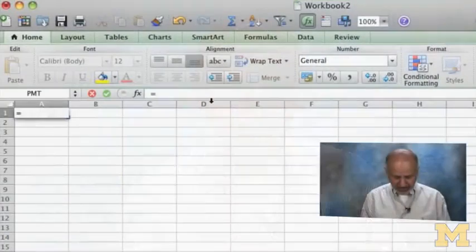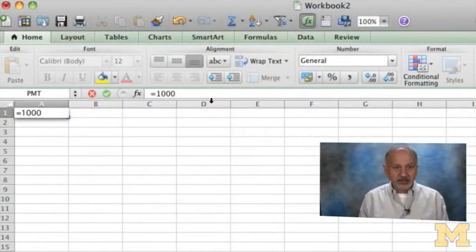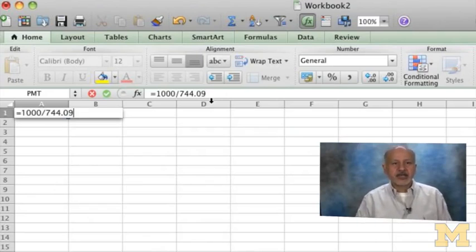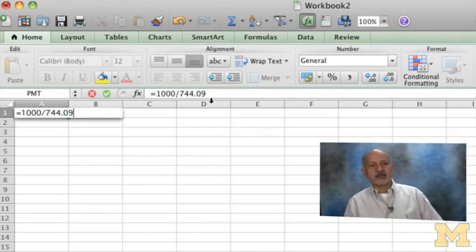Welcome back. So we did some simple examples of the simplest security or bond there is out there, which is a government bond which pays no coupon. And we try to calculate the yield to maturity. Let me tell you a simple way of doing this. Let's take $1,000 and divide by 744.09. What is this telling me? This is telling me future value, 1,000, and present value, right? The only two things I know.